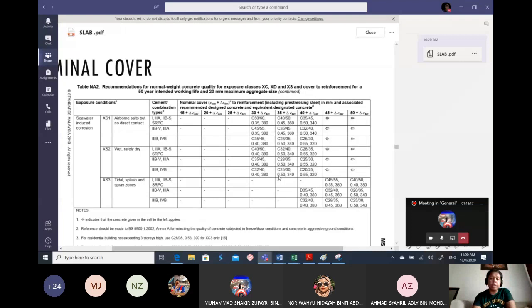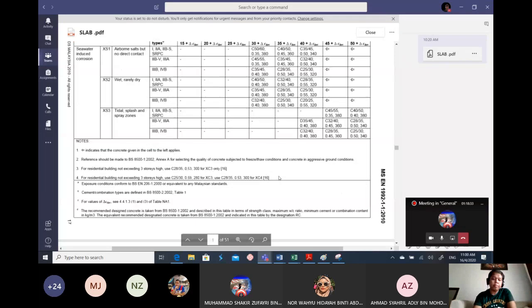Okay, biasanya due to the exposure class ni akan bagi the maximum C minimum lah. Kalau kita compare tiga, fire resistant, durability and C minimum B tu, ini akan paling maximum. Okay, ini adalah nominal cover dia.